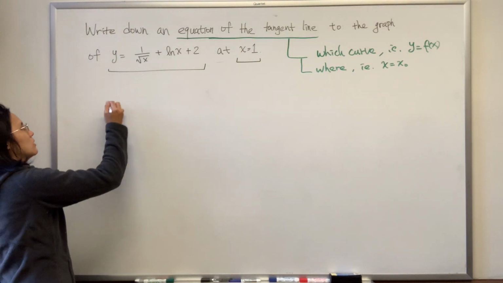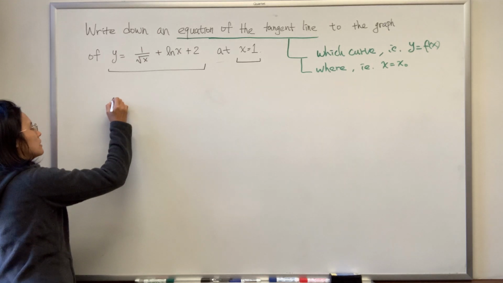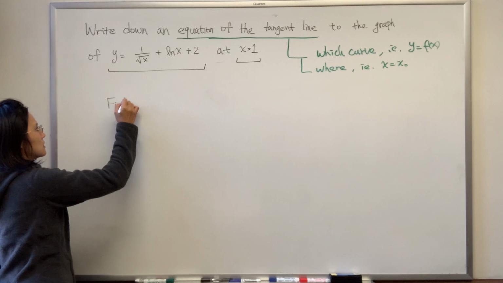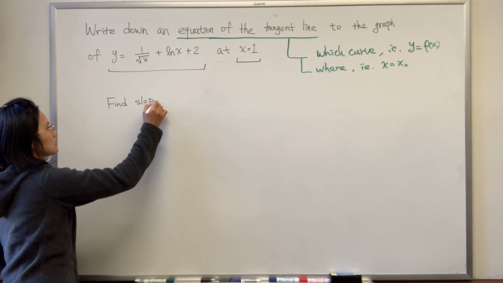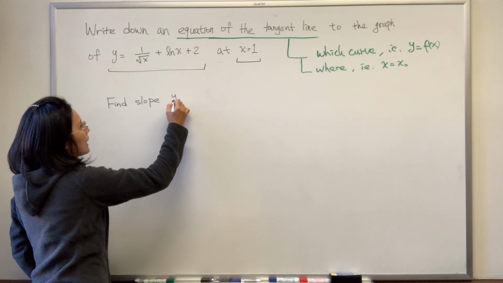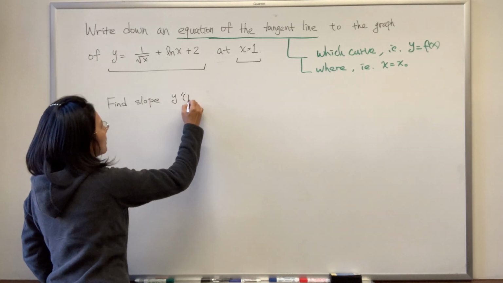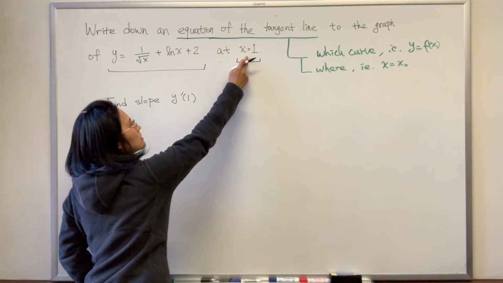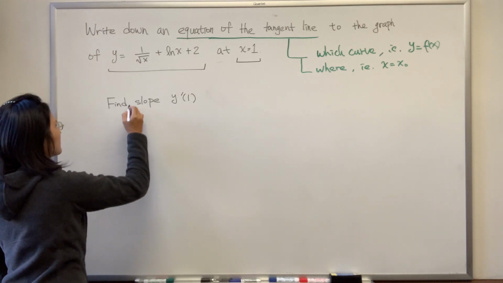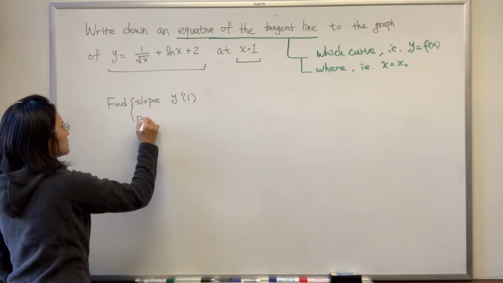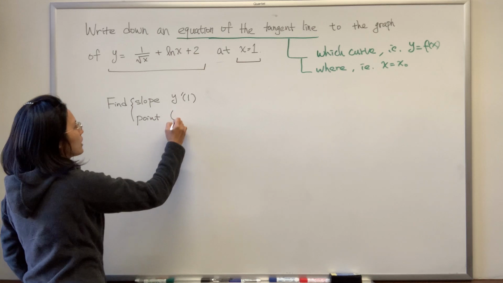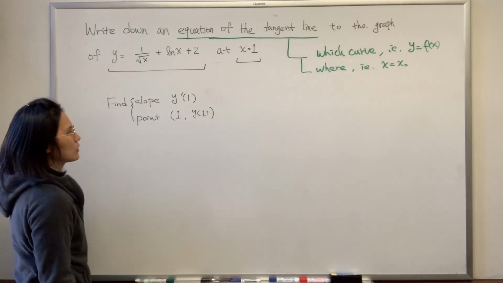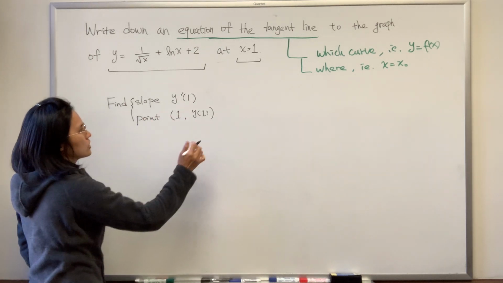Okay, so now we need to find the slope, y prime of 1, right? Take the derivative of this function, and evaluate the derivative at 1, and find a point on the curve, and that would be 1, y of 1, right? And once we have that, we can write down the equation.